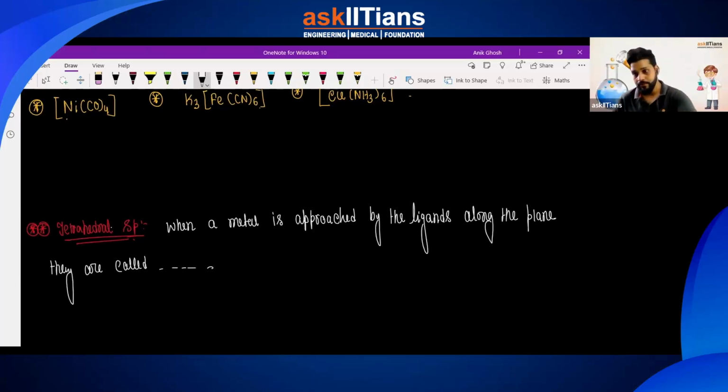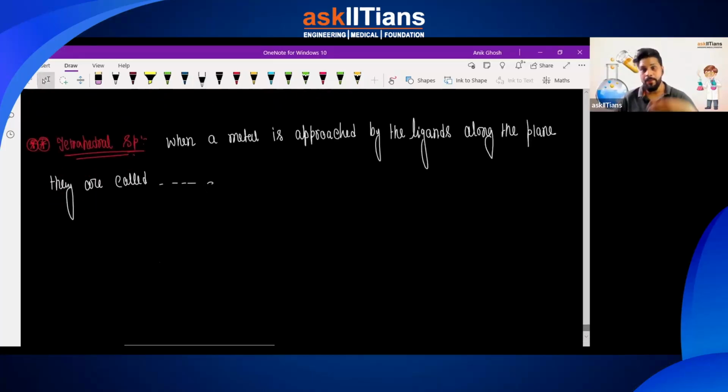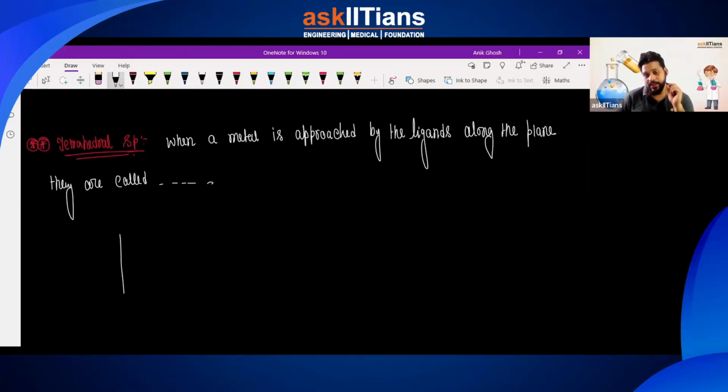As a result, what will happen? Because they are being approached along the planes, in tetrahedral species the d orbitals which are along the planes, dxy, dyz, dzx, would get destabilized. Earlier the ligands were approaching along the axis, so the axial orbitals got destabilized. Here they are approaching along the planes, so the planar orbitals, dxy, dyz, dzx, are going to be destabilized. And who are going to be stabilized? The rest of the two, dx²-y² and dz².